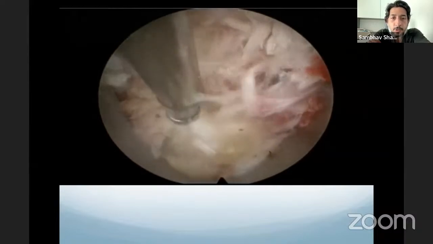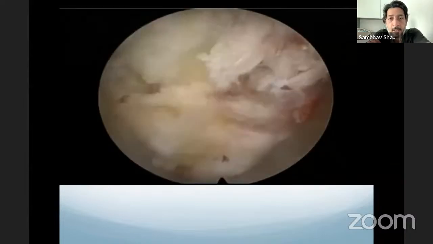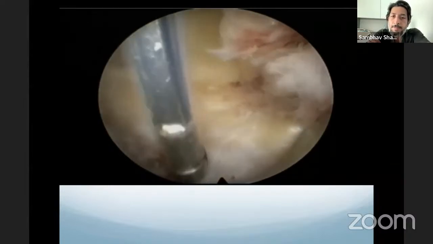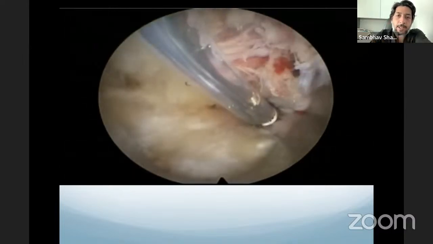This is clearing of the soft tissue which is being done. This initially can take some time, but you have to be patient in the start. Be exactly sure of where you are.